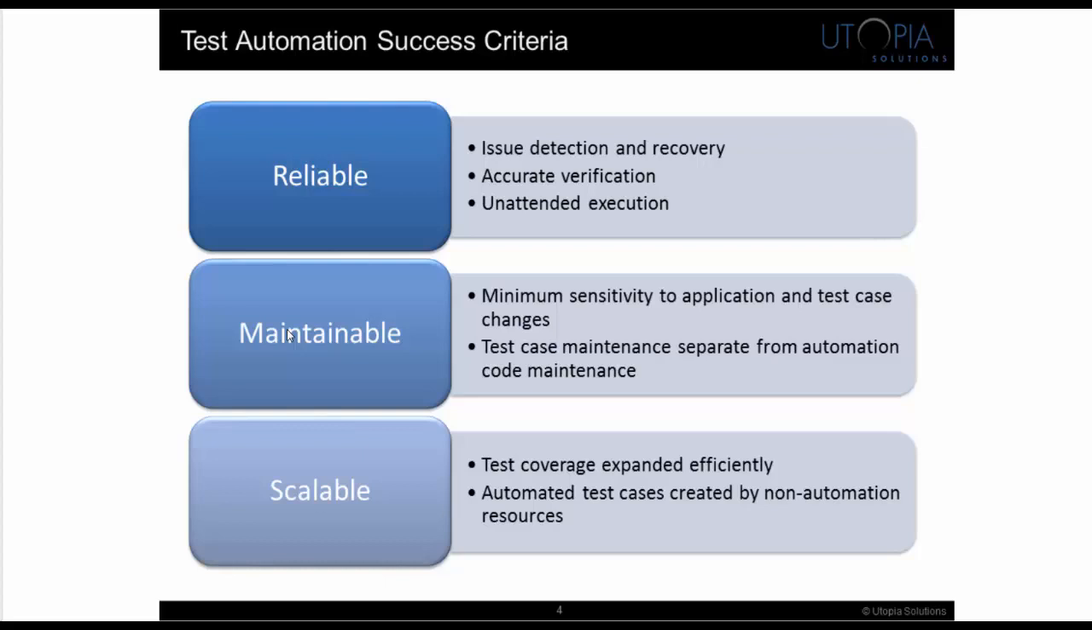To claim success with mobile test automation, it's not enough to just say that I'm executing test cases across a diverse set of devices. To truly be successful, you need to be able to reliably execute the test suite each time you need it. Reliable means you can detect and recover from issues. Your verification is accurate. You don't have false passes or failures. And you can execute that in an unattended fashion. Otherwise, you're not getting the ROI that you would hope for.